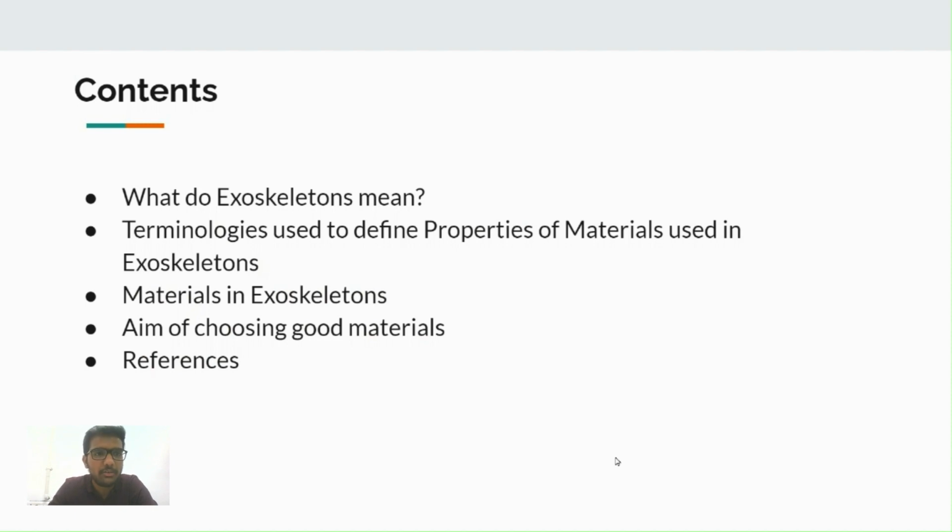So these are the topics that will be covered in this presentation. That includes the meaning of the exoskeleton, different terminologies that we have used to define certain properties of materials, then the actual materials that are used to build the exoskeletons, and in the end we have certain aims of choosing a good material.